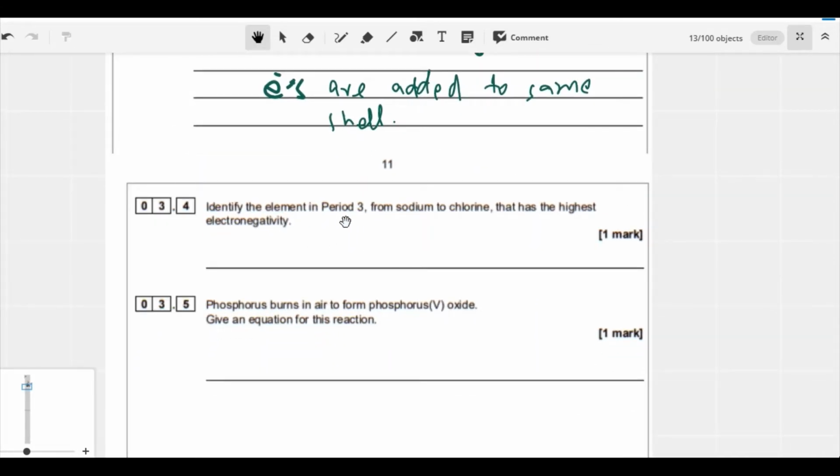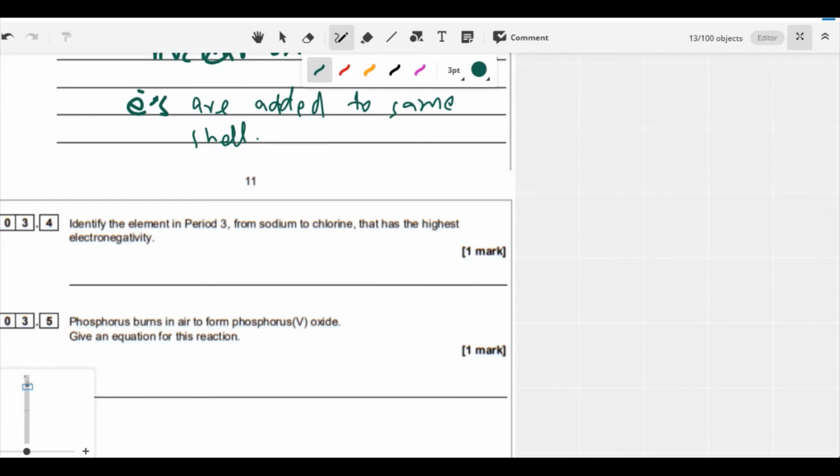Identify the element in period 3 from sodium to chlorine that has the highest electronegativity. So as you know, when we move from left to right, the electronegativity increases. So it means chlorine will be the most electronegative element in period 3. So here I am going to write chlorine.